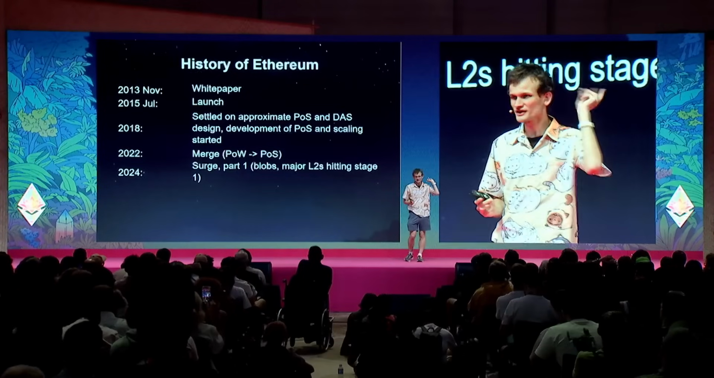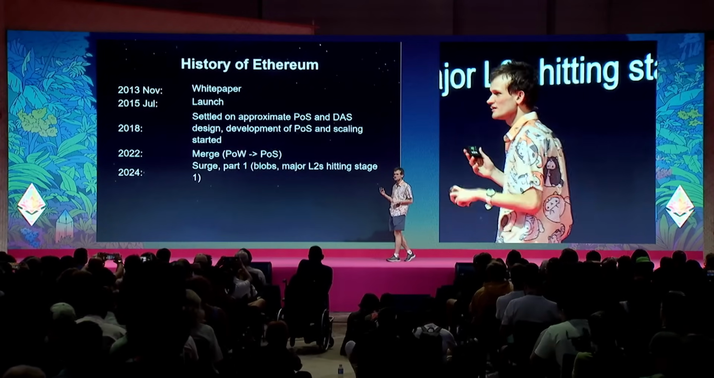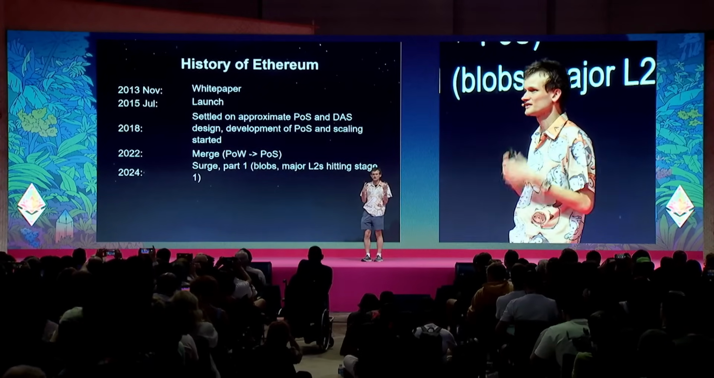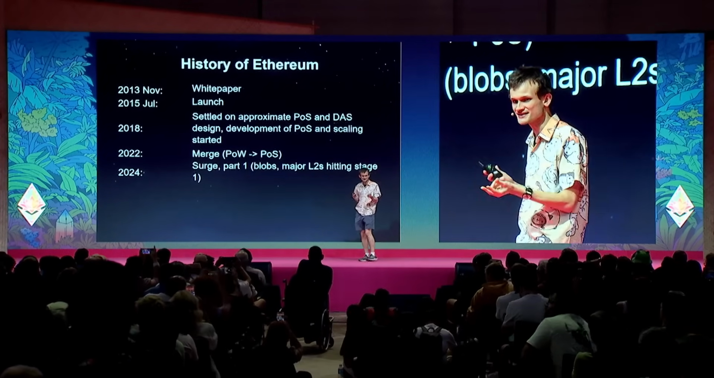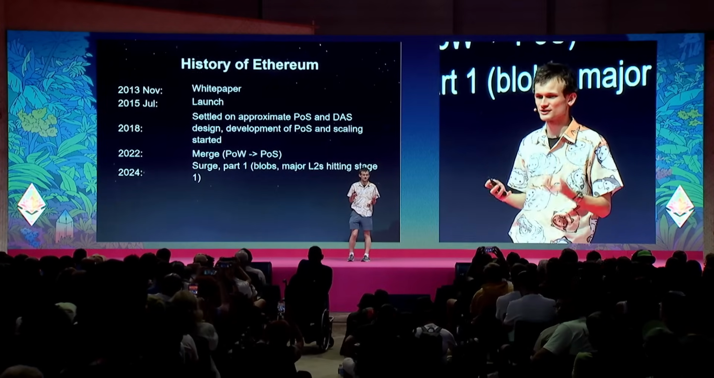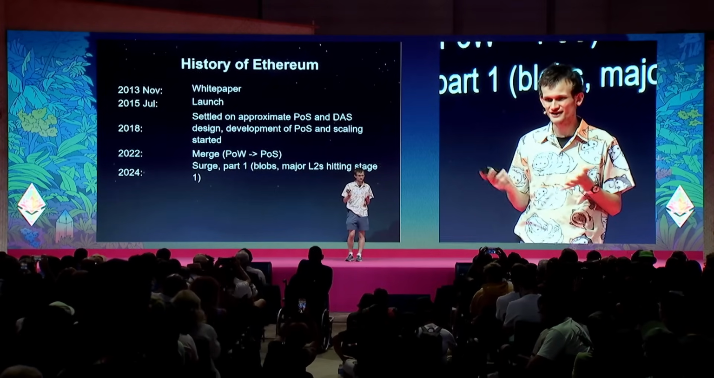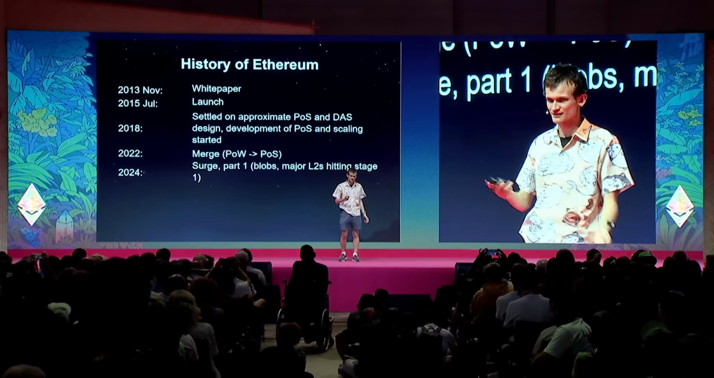So history of Ethereum, right? So November 2013, the white paper. July 2015, the launch. Around 2018, that was the time when Ethereum settled on its approximate design for proof of stake and data availability sampling. So the original papers and documents for data availability sampling and erasure coding, I wrote those back in 2017, and then we settled on the Casper, the friendly finality gadget, also at the end of 2017.